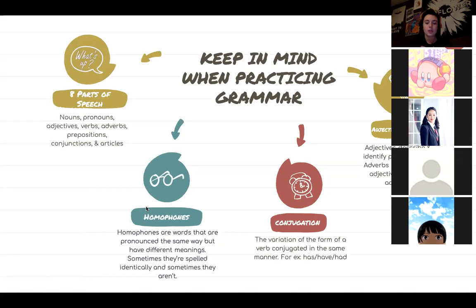And then conjugation, the variation of the form of a verb conjugated in the same manner. There's a definition, like has, have, has, depending on the context of the subject. Like you say, I have, he has, we have, or it could be past, present, future, subjunctive, preterite. It varies with all of that.